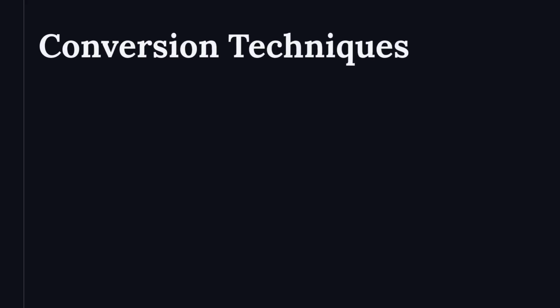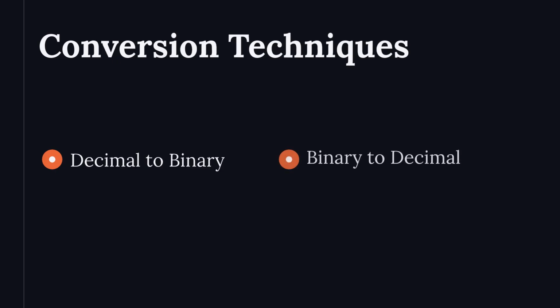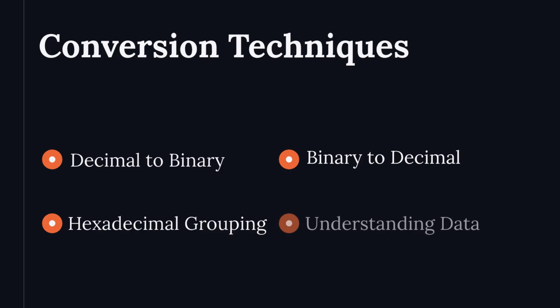Conversion between number systems is essential. Decimal to binary involves dividing by 2 and recording remainders. The reverse involves multiplying by 2. Hexadecimal simplifies binary by grouping bits. Mastering these conversions aids in understanding computer data processes.